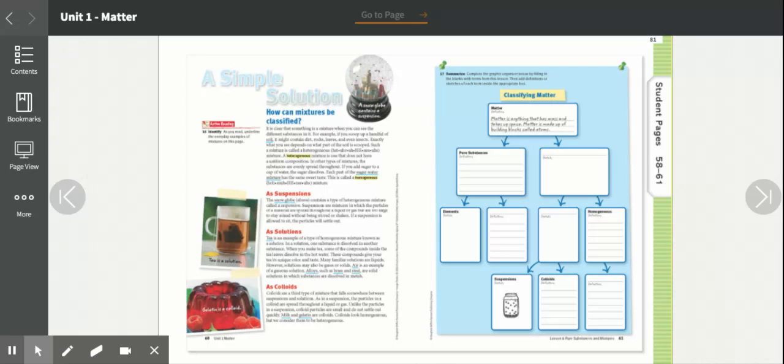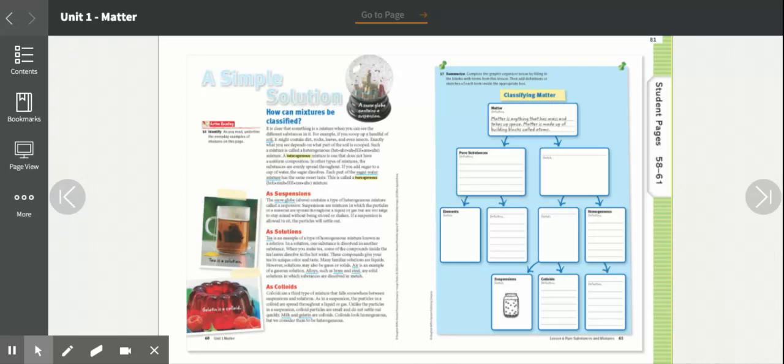As suspensions. The snow globe above contains a type of heterogeneous mixture called a suspension. Suspensions are mixtures in which the particles of material are spread throughout a liquid or gas but are too large to stay mixed without being stirred or shaken. If a suspension is allowed to sit, the particles will settle out.